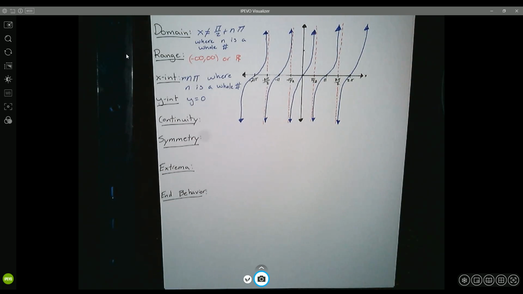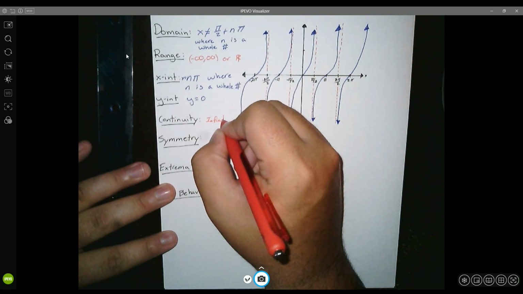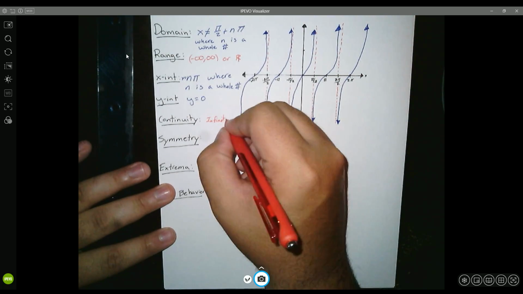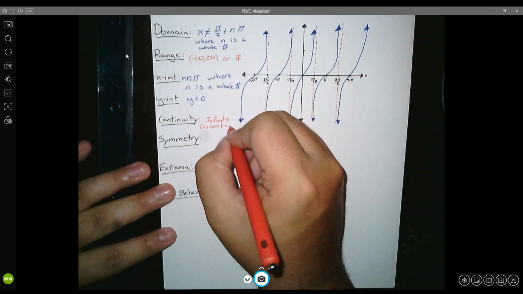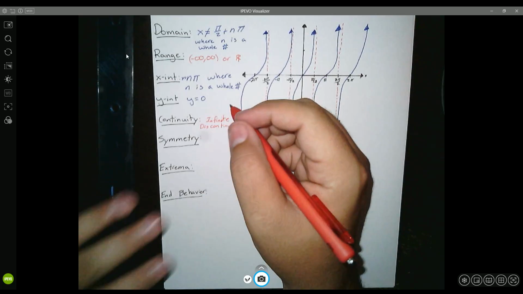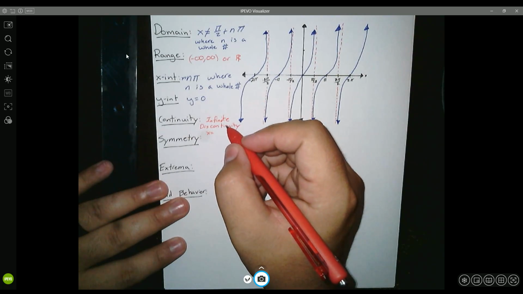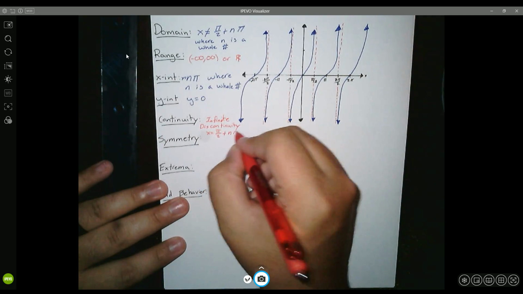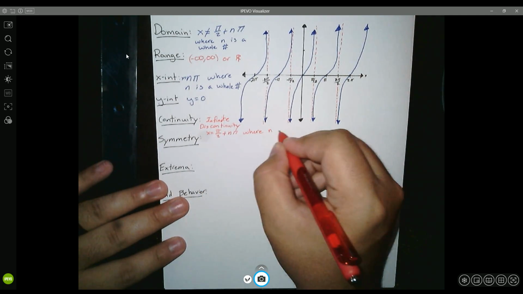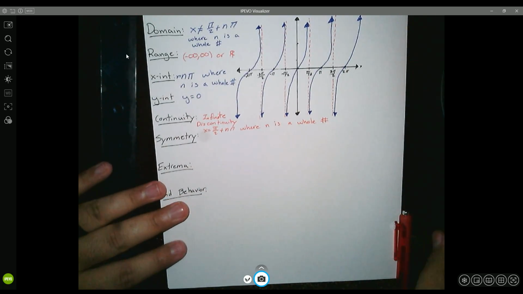Continuity. This one has what we call an infinite discontinuity, and that's at x is equal to pi over 2 plus n pi, where n is a whole number.